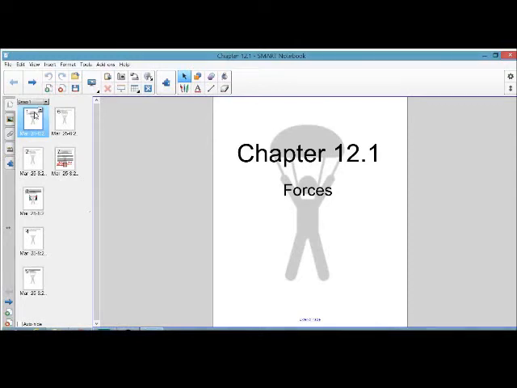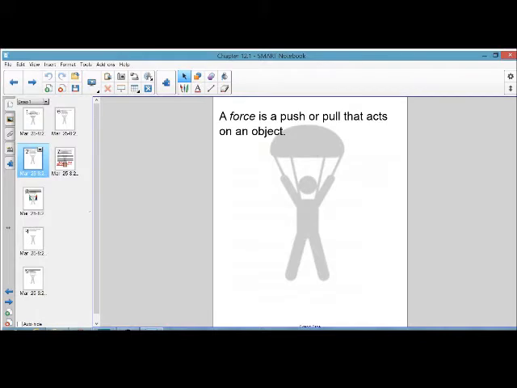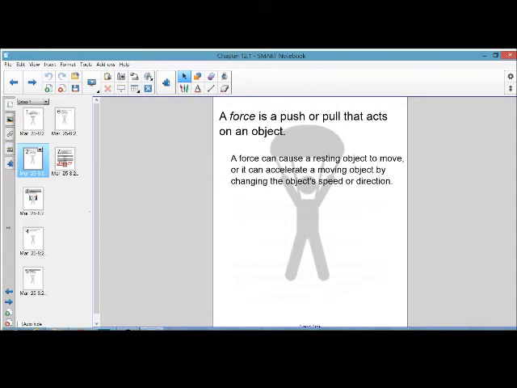Welcome to chapter 12.1. This is where we are going to learn about forces. So a force is just a push or a pull that acts on an object. A force can cause a resting object to move, or it can accelerate a moving object by changing its speed or direction.